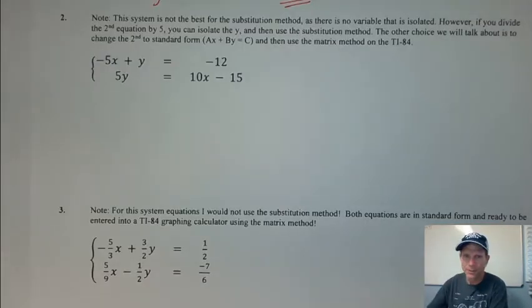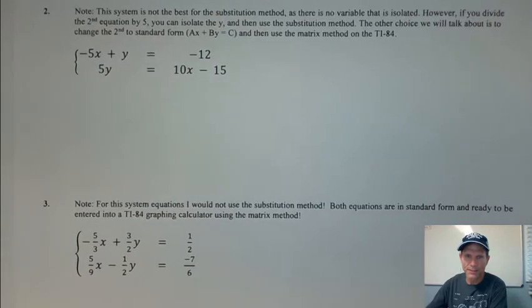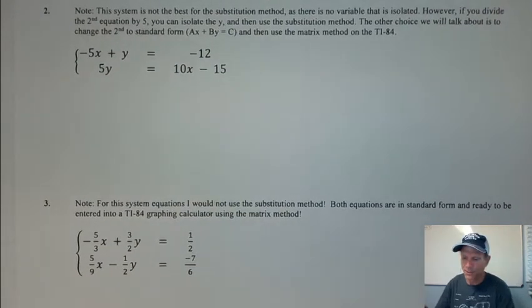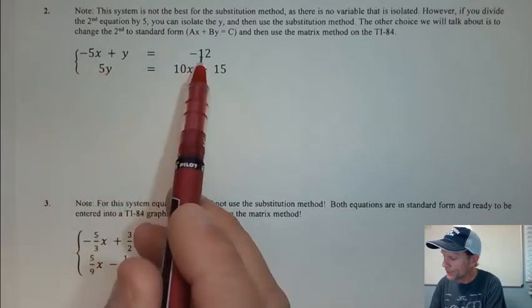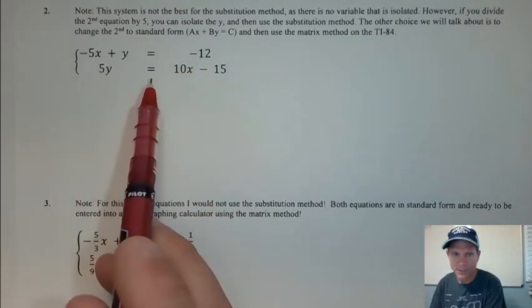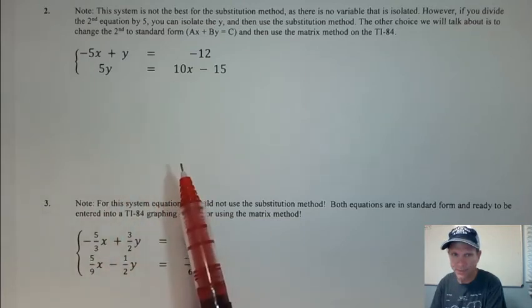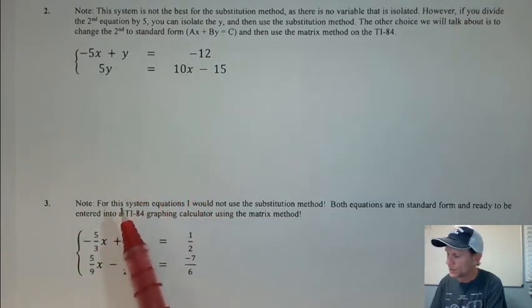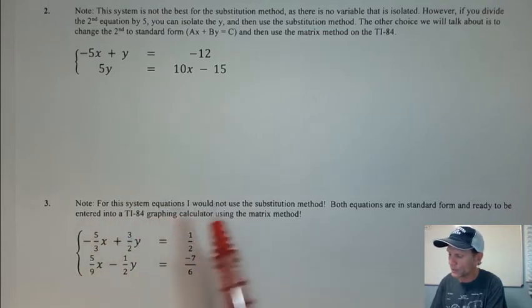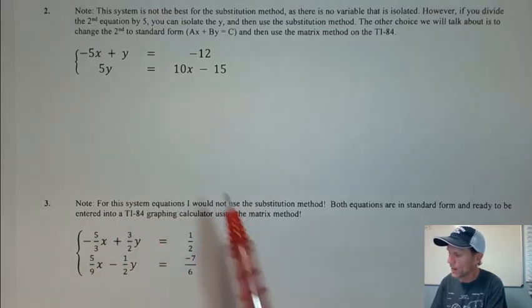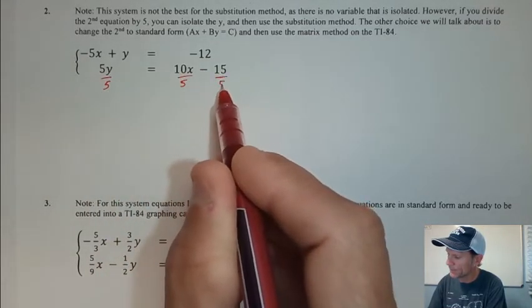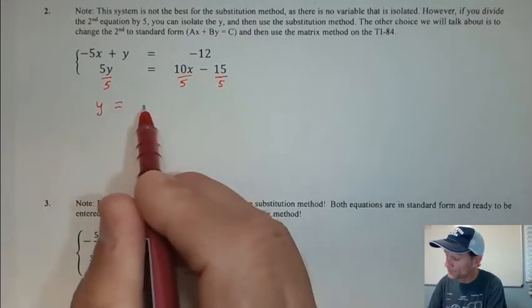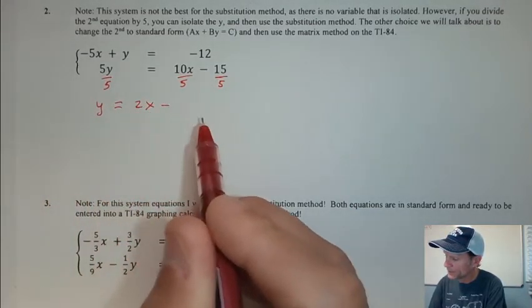Looking at this one, number 2 from your note packet. It says this one's not the best for substitution, but it'll work. What we'd have to do on this one is, in either the first linear equation or the second linear equation, isolate one of the variables. We need to get one of the linear equations to say x equals or y equals. If I look at the second one here, I can divide by 5, and I get y equals 2x minus 3.